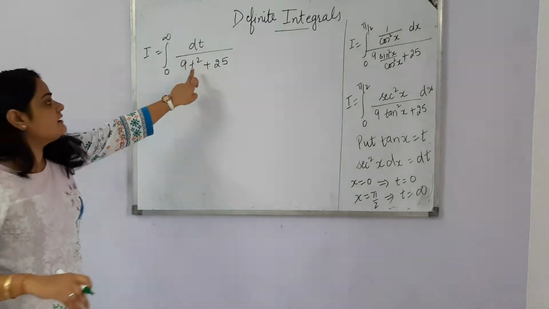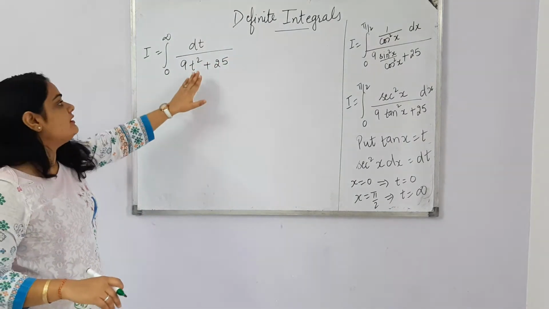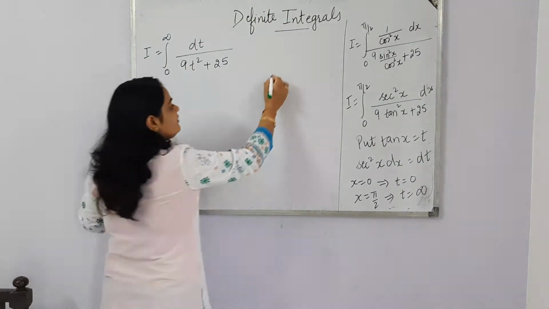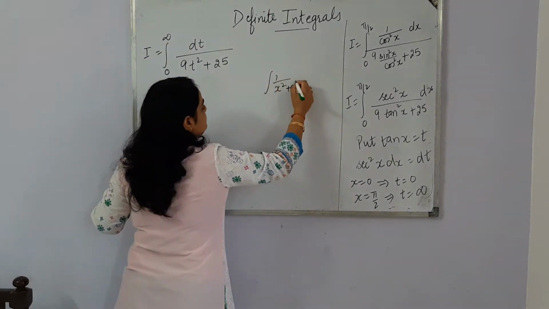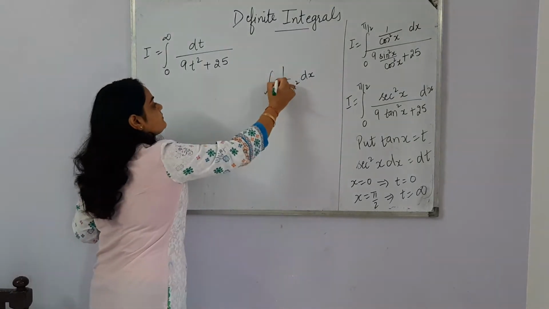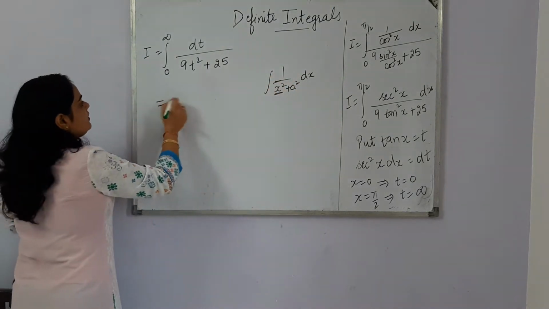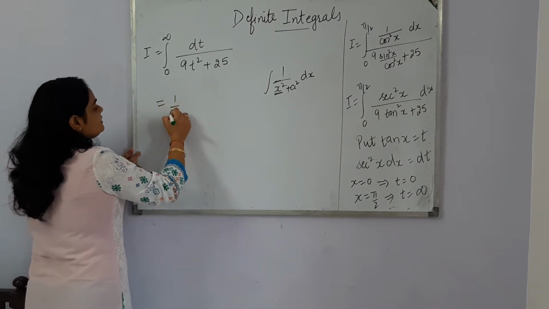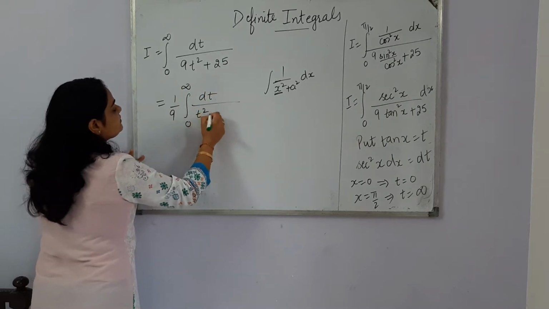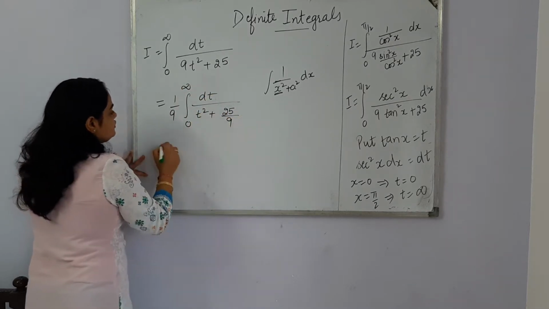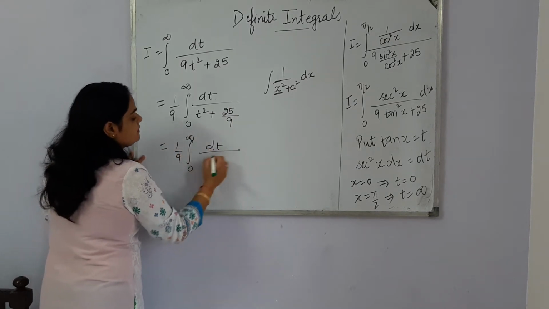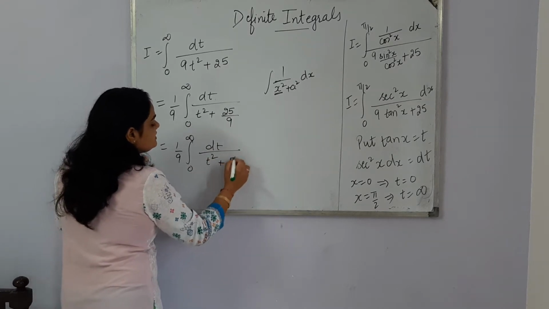Now the formula of 1 upon x square plus a square will be applicable only when the coefficient of t square is 1. Here it is 9, so I am taking 9 as common. After taking 9 as common, what I am getting is t square plus 25 by 9. So can I write 25 by 9 as 5 by 3 whole square?